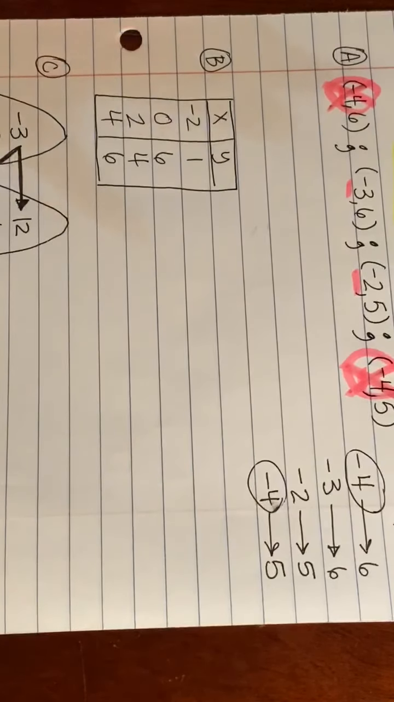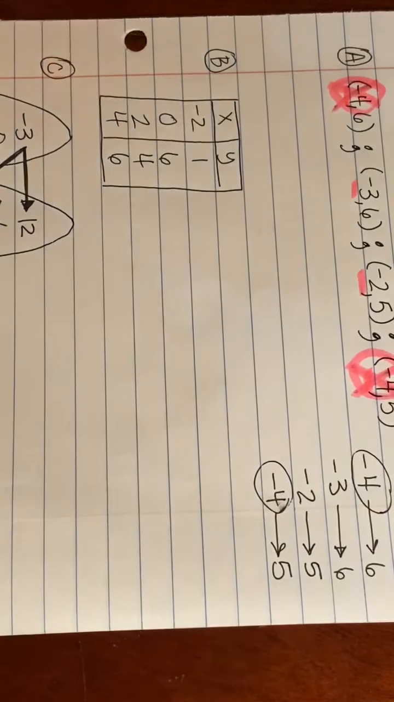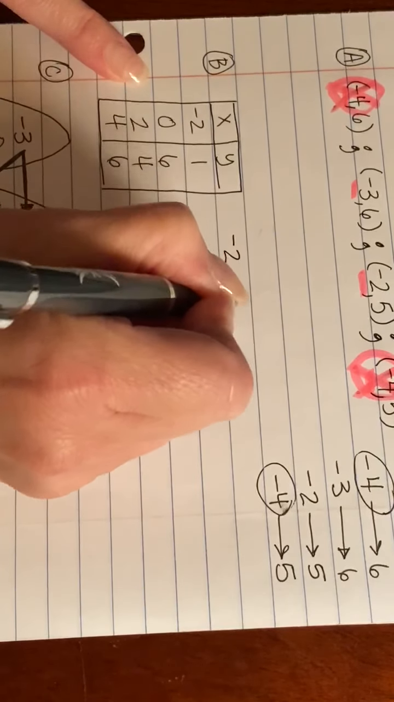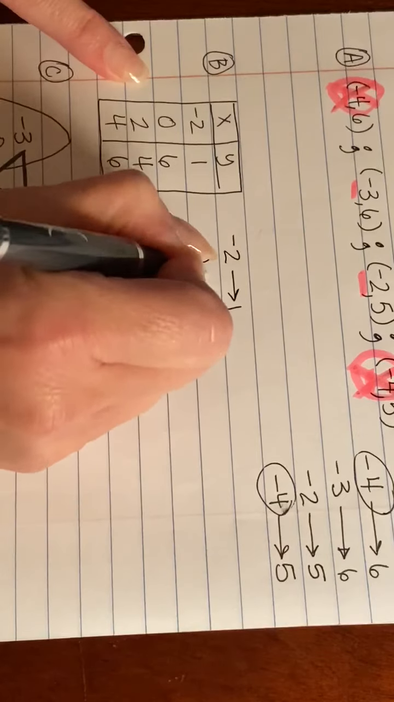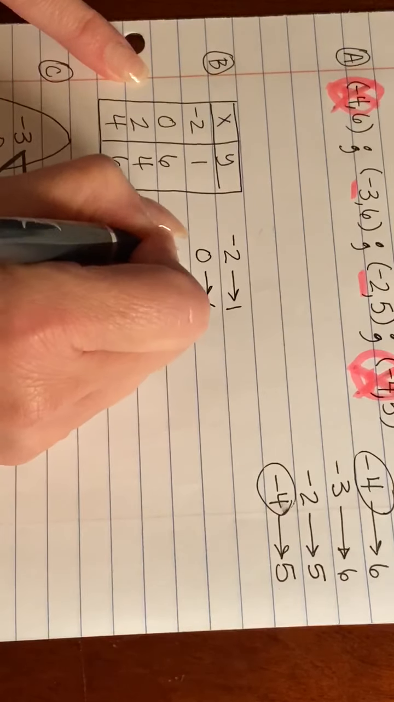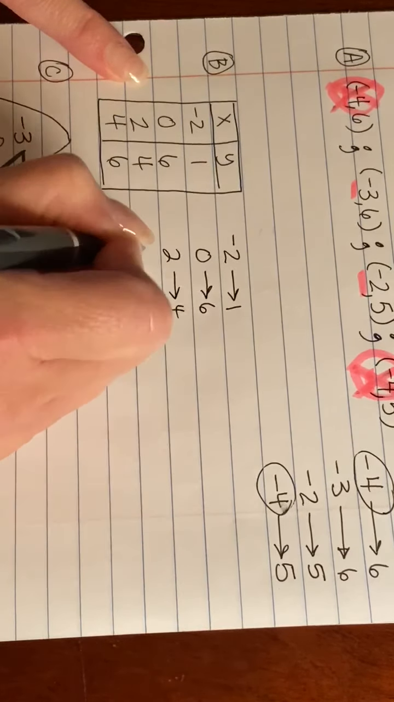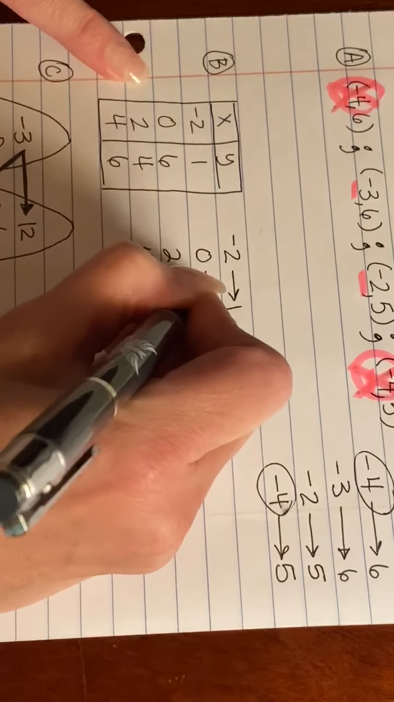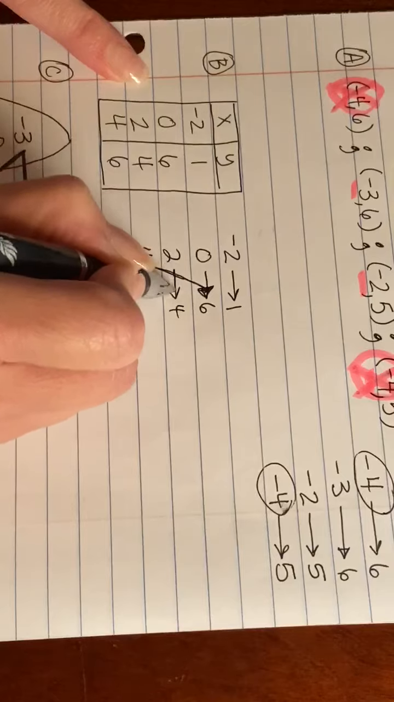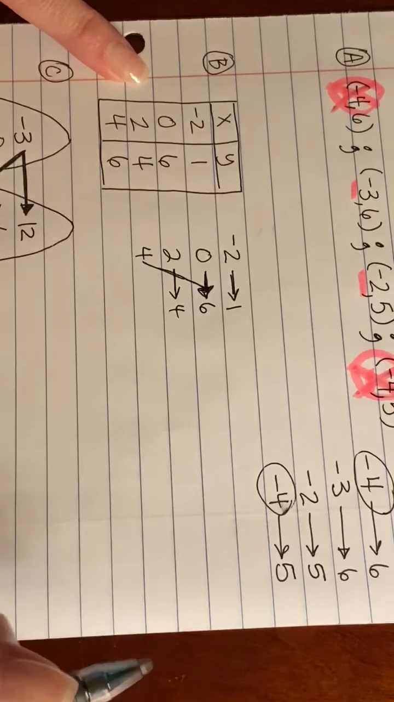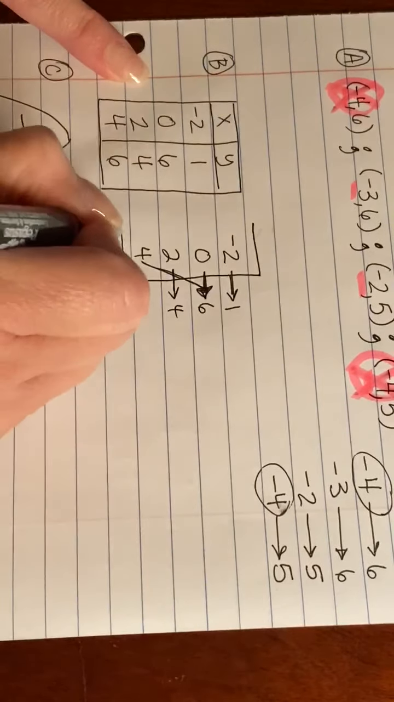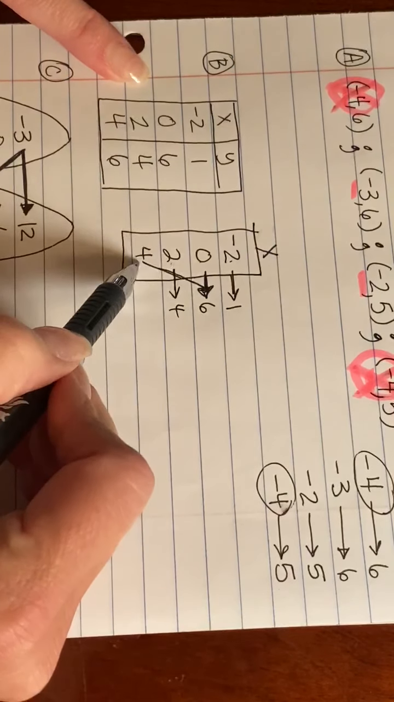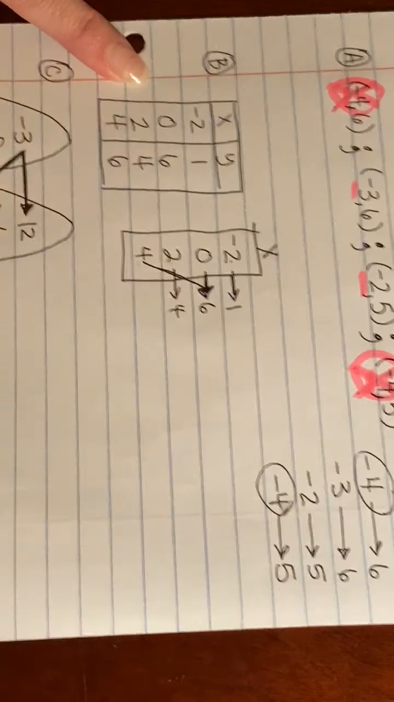So now let's go to B. We have a table, but we're going to put it in a mapping. So we're going to do -2 is paired with 1, 0 is paired with 6, 2 is paired with 4, and 4 is also paired with 6. Remember, I'm only looking at my x values right here. Are each of these x values paired with only one y value?